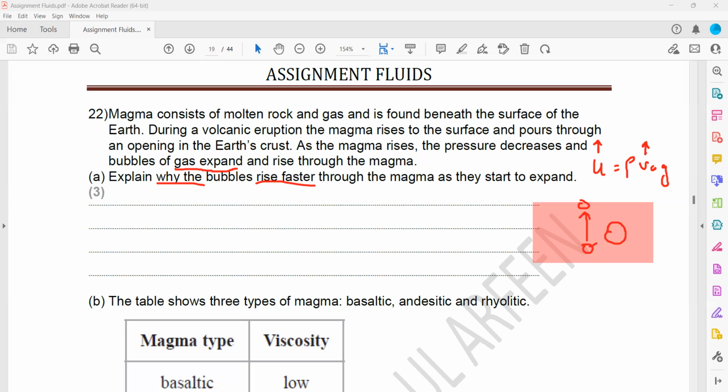And the forces, what are the forces as it is moving through the magma? The upward force will be the upthrust. There will be the weight of this bubble, and there will be a viscous drag or drag force as it is moving. So when the upthrust increases, this upthrust is more than the weight and the viscous drag. That's why it will accelerate upward. So these are the points which you will mention.